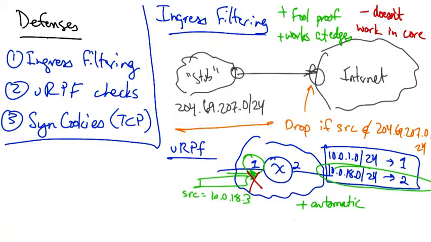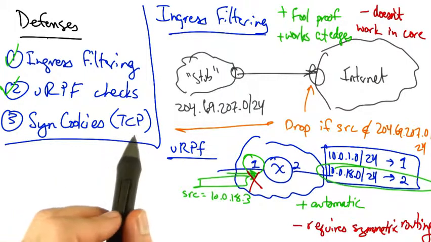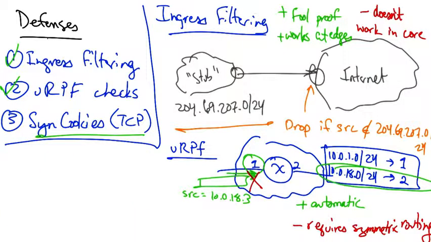So the benefit of URPF is that it's automatic, but the drawback is that it requires symmetric routing. And we know from earlier lessons that routing in the internet is often asymmetric. Therefore, in any situation where asymmetric routing is a possibility, it is not possible or reasonable to use URPF. So we've talked about ingress filtering and URPF checks, and let's now talk about the use of SYN cookies to defend against TCP-based denial of service attacks.